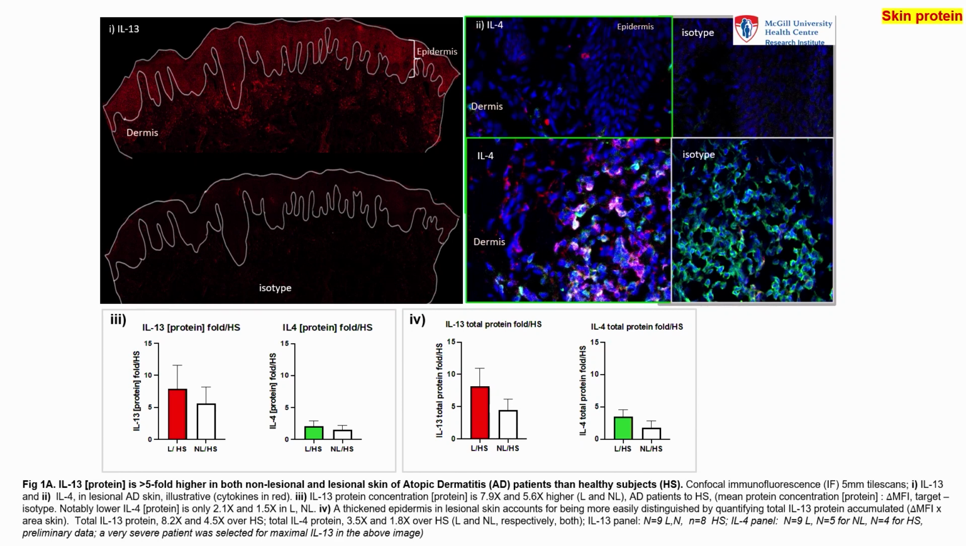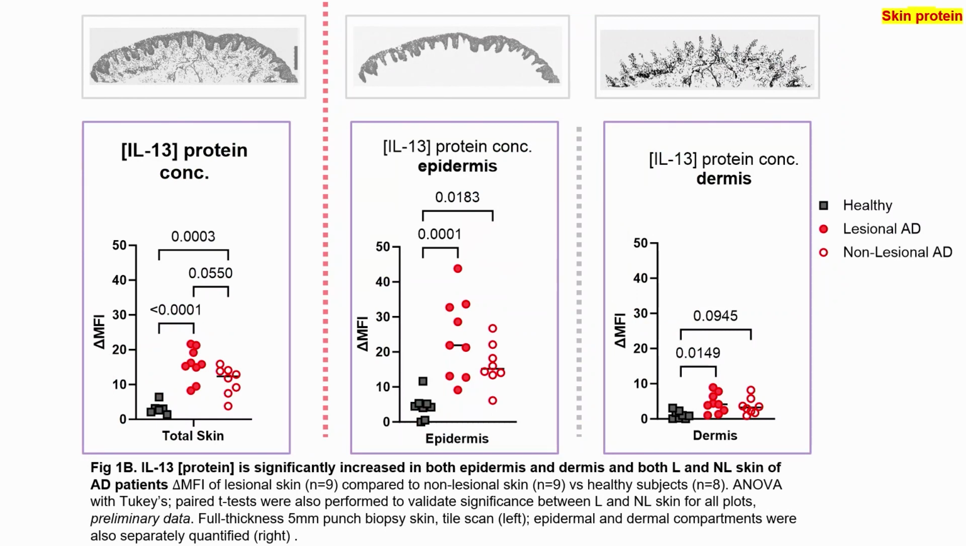And what you're seeing here is the striking increase in IL-13 protein, not only in lesional skin in red, but also in non-lesional skin right next to it. And you can detect that this is quite different from what we see with IL-4, both at a concentration level as well as using a weighted quantification across that entire tile scan, accounting for the area that's been imaged, given the difference between lesional and non-lesional thickness of the epidermis.